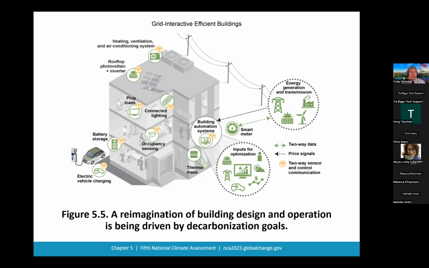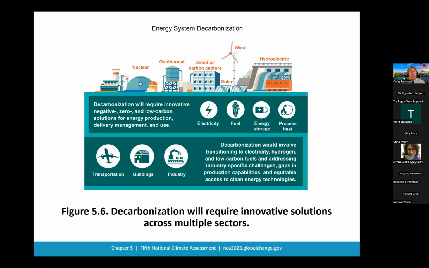Okay, thank you, Tianjin. Next slide, please. Dan Laughlin from the U.S. Environmental Protection Agency will talk to our slide here on decarbonization. Dan, the floor is yours.